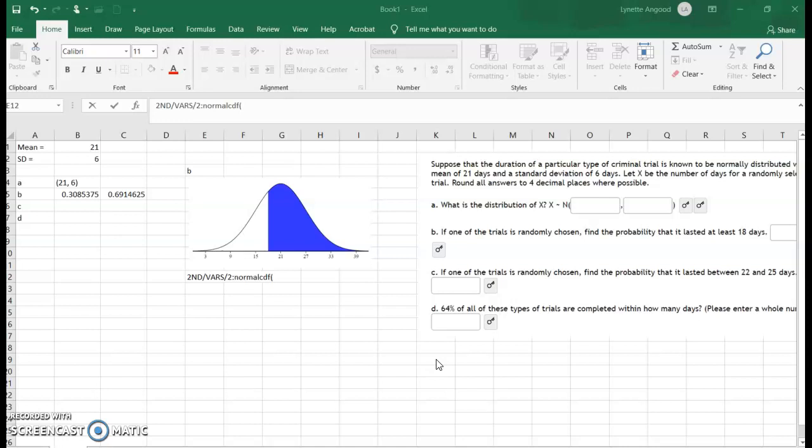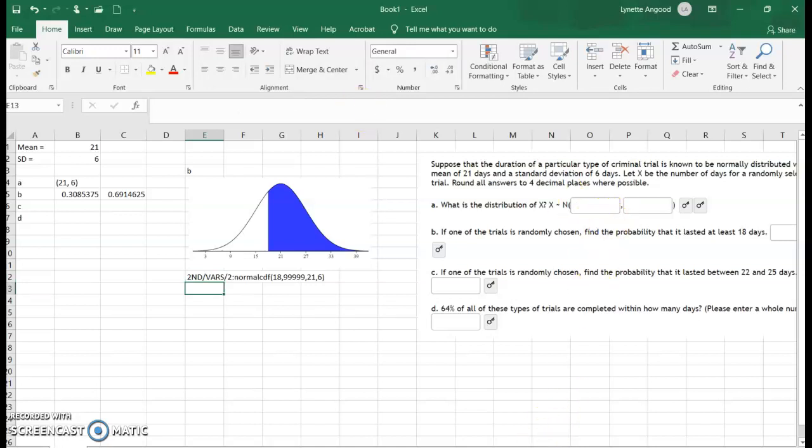So in our blue shaded region, the lower value is clearly the boundary line that was given to us, 18, comma, the upper value, you just use a really big number like 99999, comma, the mean is 21, comma, and the standard deviation is 6. And it will return the very same value.